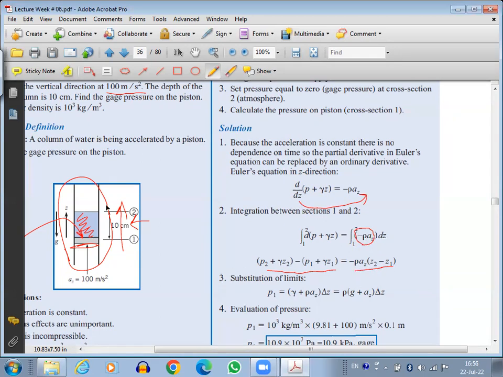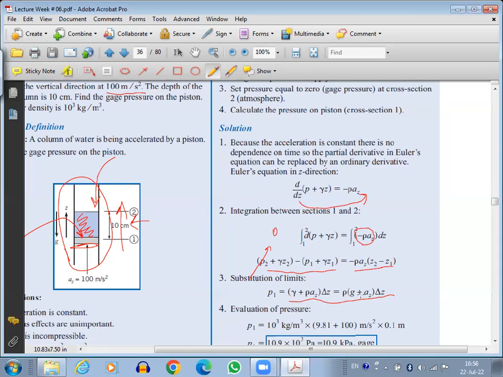Achha, in this case, this is considered as open to atmosphere. Top side is considered open to atmosphere. Open to atmosphere means gauge pressure will be 0. Okay. So P2 will be 0. Okay. So now if you rearrange, put P1 on one side, all the other terms on the other side. So you're going to get this thing. Okay. So gamma plus rho az into del z.